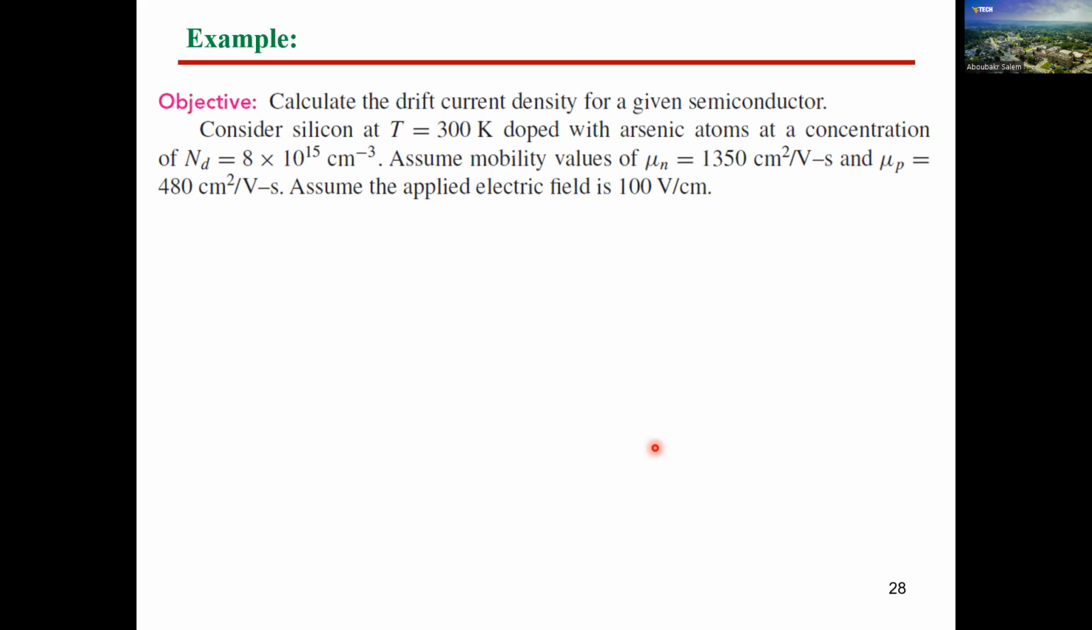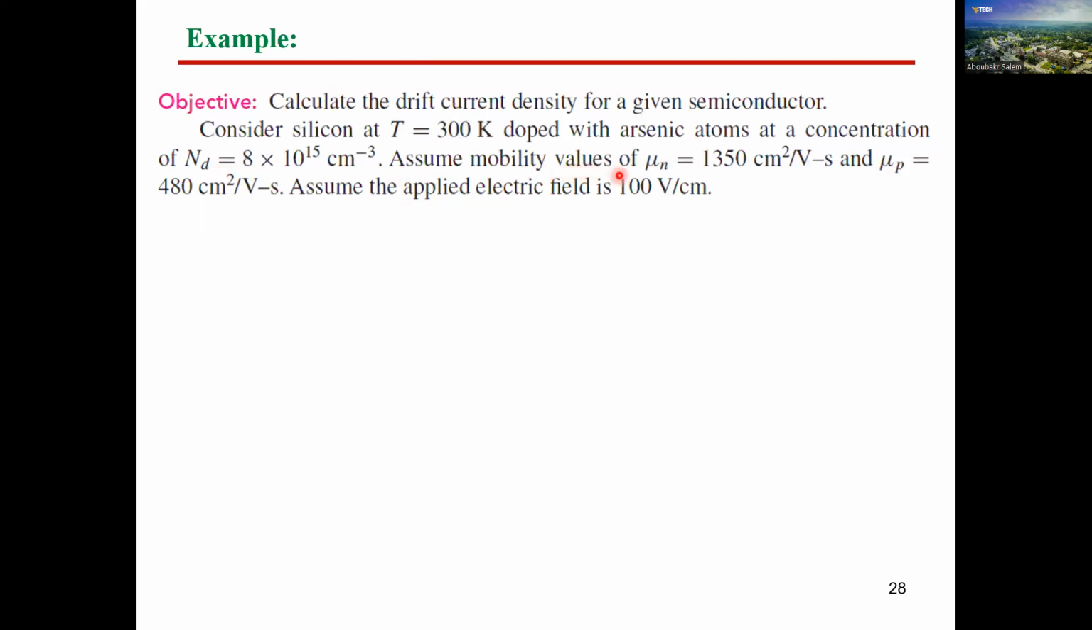So in this example here, we need to calculate the drift current density for a given semiconductor material. The example says, consider silicon at T equals 300 Kelvin, doped with arsenic atoms at a concentration of Nd equals 8 times 10 to power 15 per cubic centimeter. So this is the donor concentration. Is it going to be N-type or P-type, guys? Yes, right. This is going to be N-type material because this is a donor material.